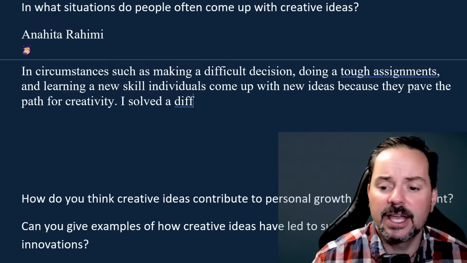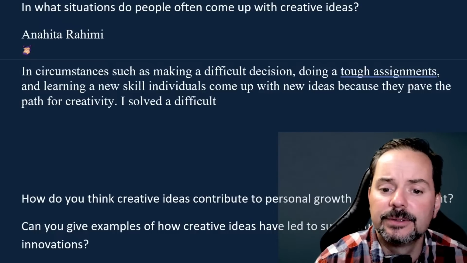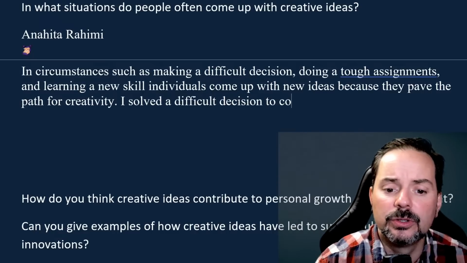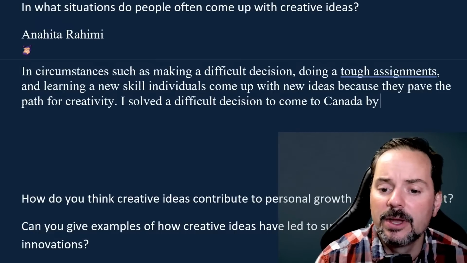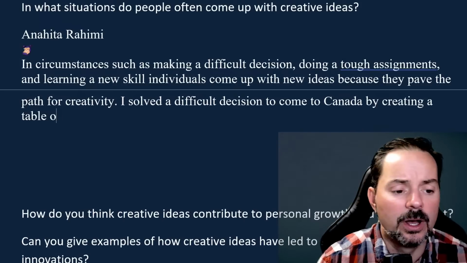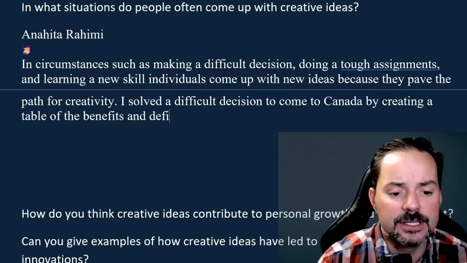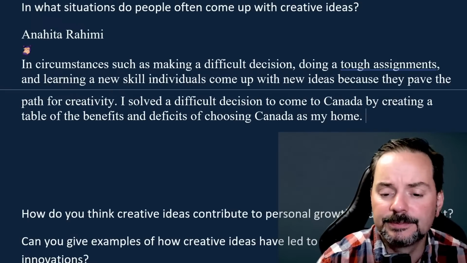I solved a difficult decision to come to Canada by creating a table of the benefits and deficits of choosing Canada as my home.